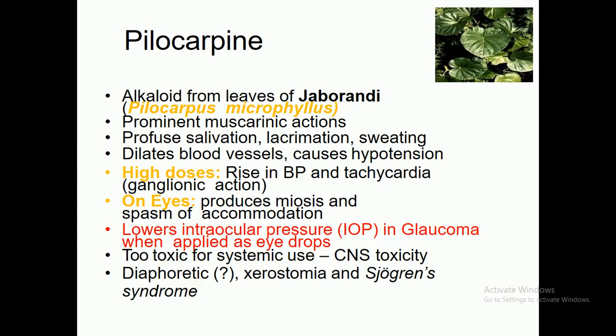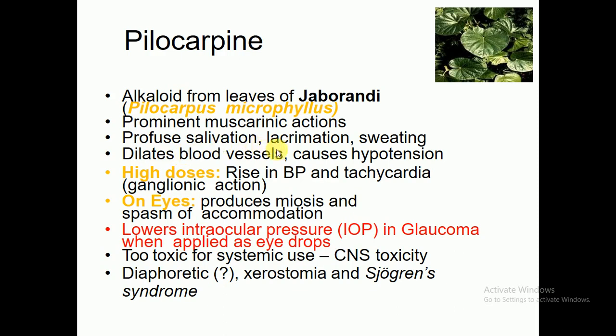Now we come to another drug called pilocarpine. Pilocarpine is an alkaloid obtained from the leaves of jaborandi. This is the name of the plant, and the alkaloid drug is extracted from the jaborandi, Pilocarpus microphyllus. It has a prominent muscarinic action.